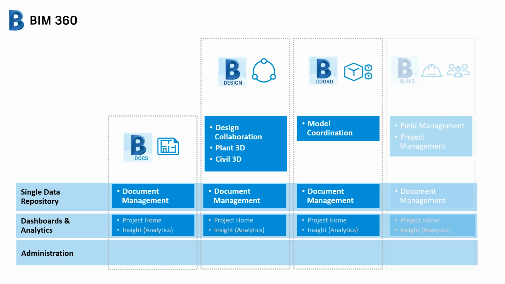With Revit Design Collaboration, Plant 3D, and Civil 3D, you can share your project data and your design files directly with BIM 360 Design. And within BIM 360 Model Coordination, you're able to leverage additional coordination features, automation, and the coordination spaces.